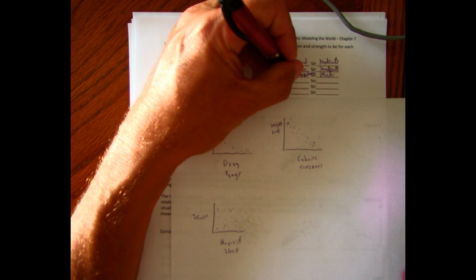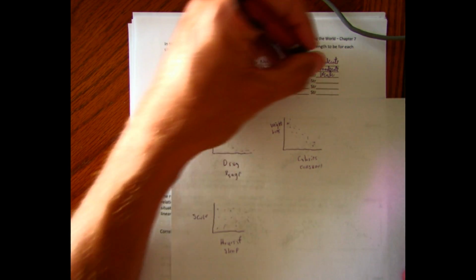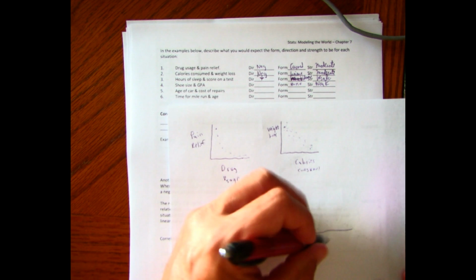Shoe size and GPA. I don't know what the direction is going to be. The form, probably, I don't know if there would be a form, and the strength would be weak. Age of car and cost of repairs.